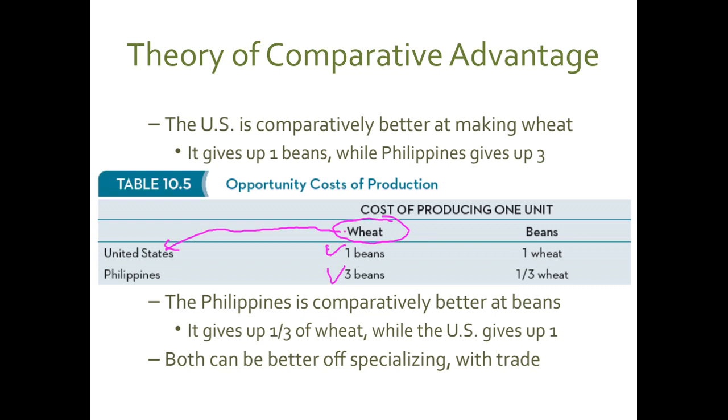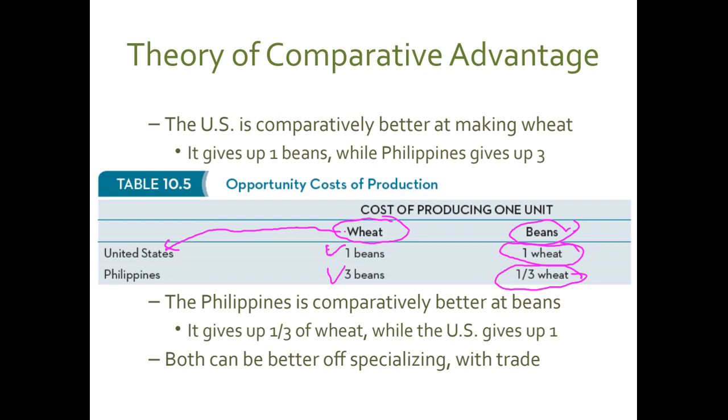Now look at what is happening in beans. Exactly opposite. I know workers are more productive in the United States, but if you compare the cost of producing beans in terms of wheat, the Philippines has a lower cost, just 1 over 3. 1 over 3 means 0.33 wheat, whereas in the United States it is higher, 1 wheat. Why is it higher? Because workers in the wheat sector in the United States are more productive.